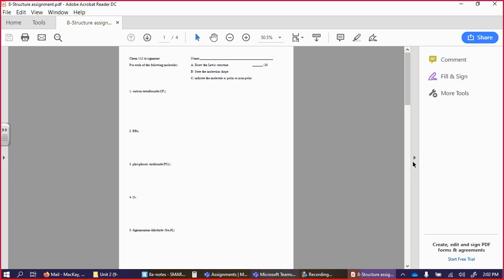Mr. McKay, do you want us to print off those things, do them, and then send pictures in? Yeah, pictures, but you don't even have to print it. You could do it on loose leaf. Like just write number one, CF4. That's what I was going to do. Yeah, just do it on loose leaf. Don't waste any paper.